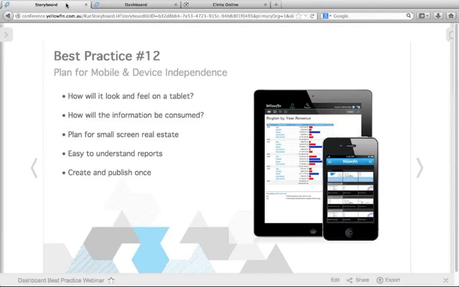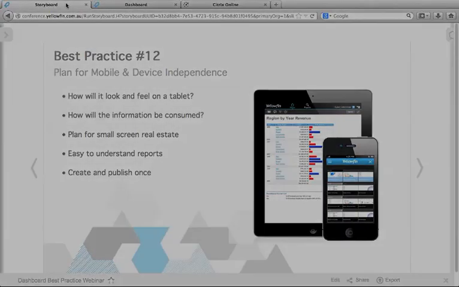Now, in terms of publishing and creating your content, you should ideally only create the content once via your standard GUI, which may be through your browser, and you should be able to publish that content to any of your devices. Now that wraps up the 12 best practices. I hope you guys enjoyed it. Now I will pass you back to Ivan and he will summarize today.